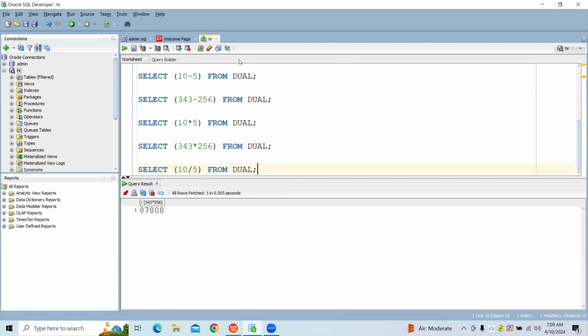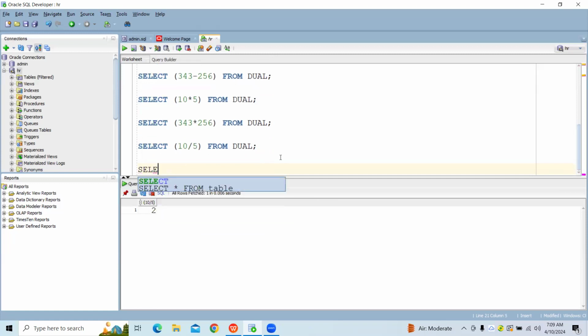So now let me run the query. What happens if I run this particular query? I would be getting the output. When 10 is divided by 5, what is the output we are getting? The output we are getting is 2. So the same thing has been retrieved to us in the output. Now we'll go for the next query where I wanted to divide 343 by 256.